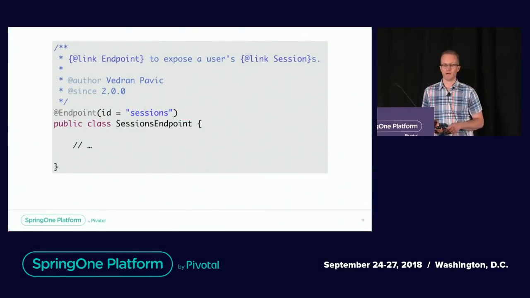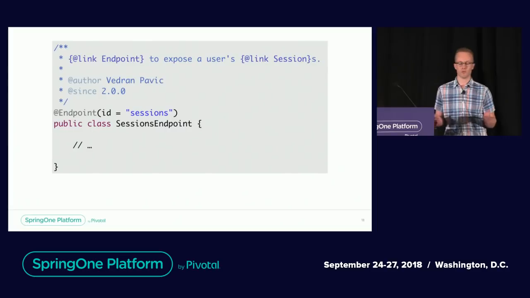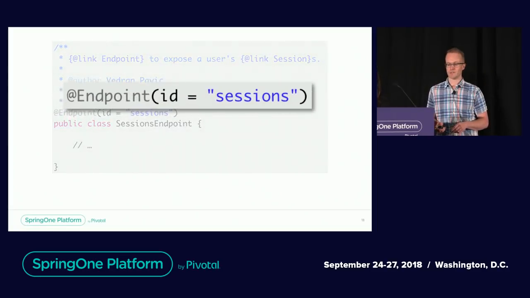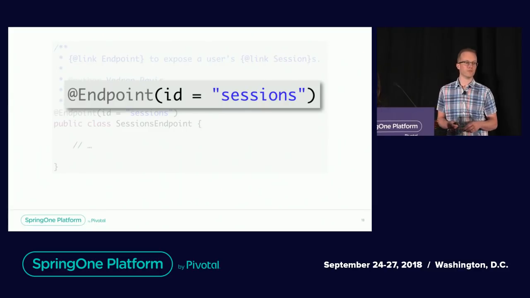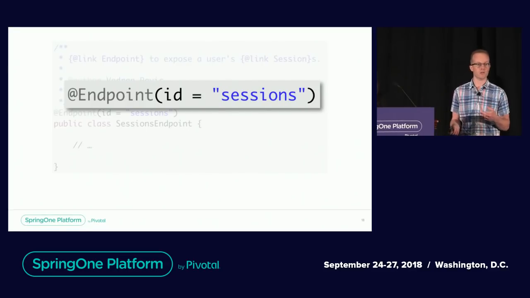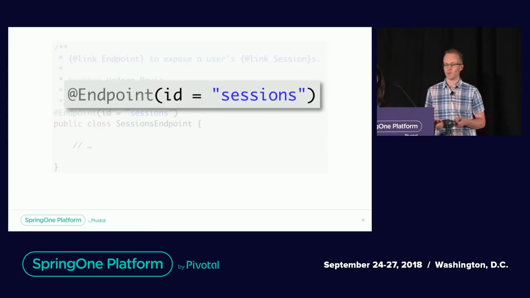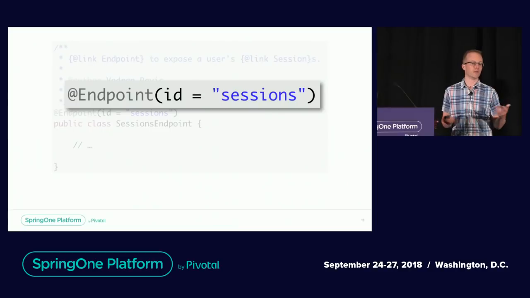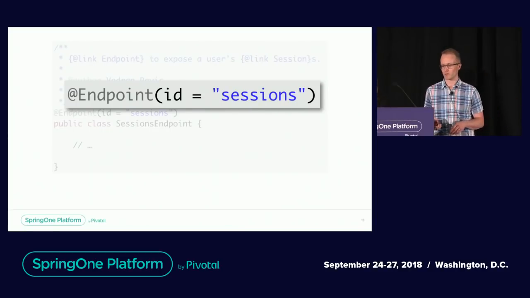So the first one we'd like to look at here is the sessions endpoint. Again, it's a contribution from Vedran Pavic. The first thing to notice here is the endpoint annotation. We've referred to various endpoints throughout the presentation so far by their IDs, and when we were configuring them, enabling them, exposing them, excluding them, we were using those IDs. So when you want to write an endpoint, the first thing to do is to create a class, annotate it with endpoint, and give it an ID. And that ID has to be unique within your application, and you'll get a startup failure at runtime if you have multiple endpoints with the same ID.